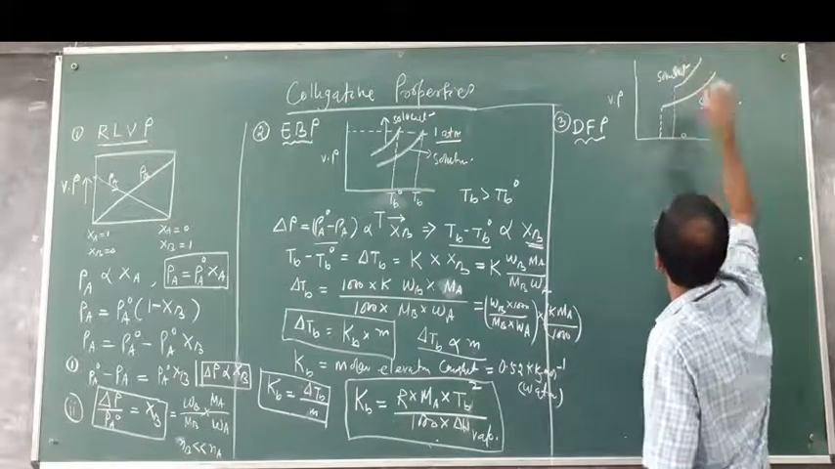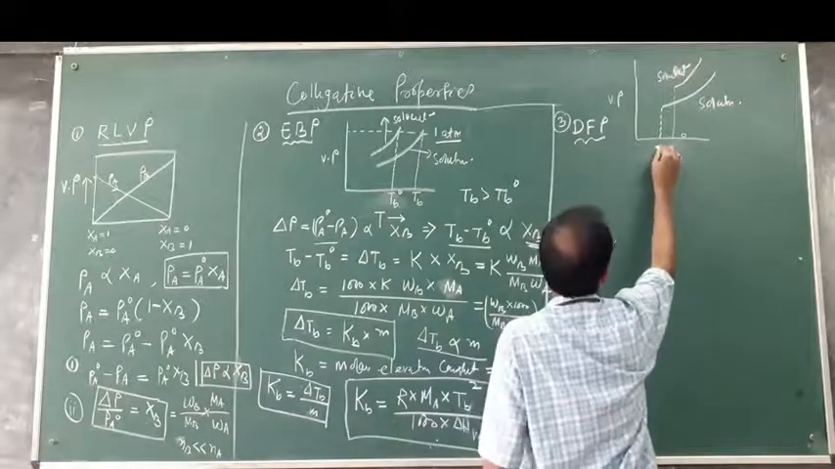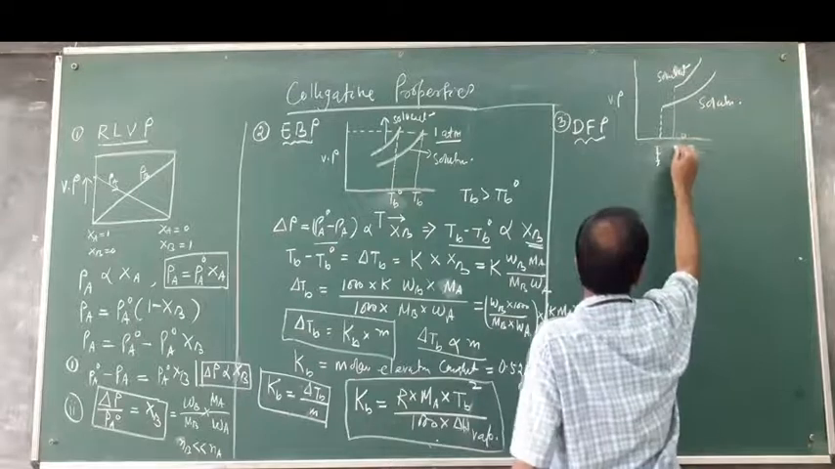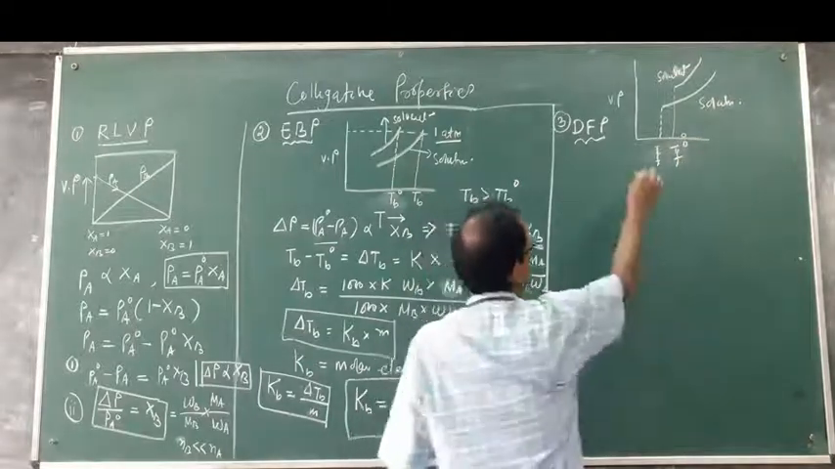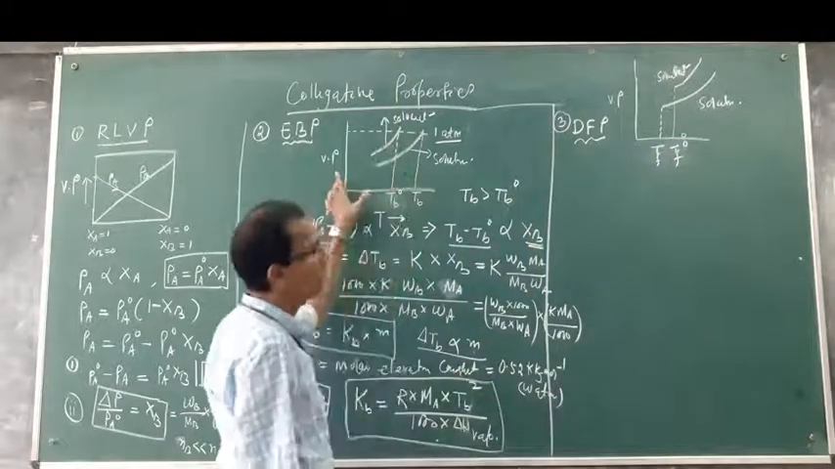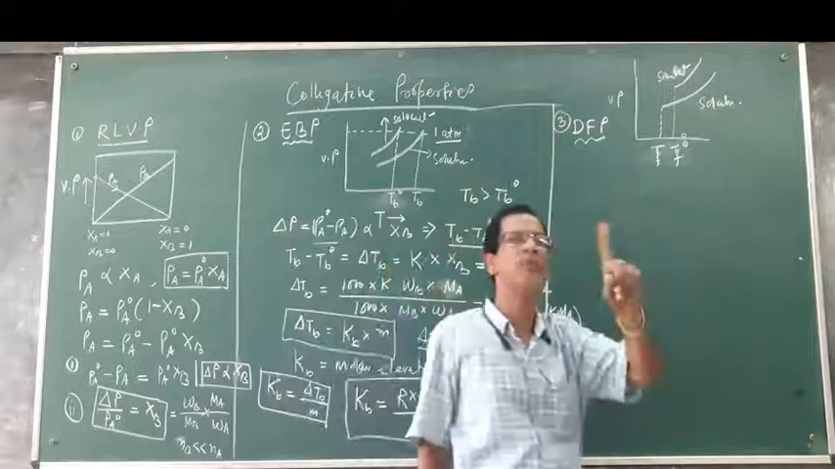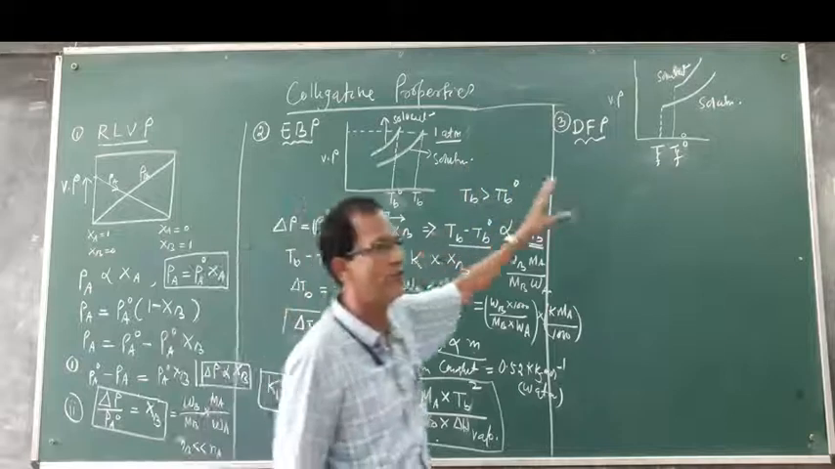This is for solvent and this is for solution. Here the solution freezing point is Tf and the solvent freezing point is Tf naught. Higher boiling point means lower freezing point. This is opposite.